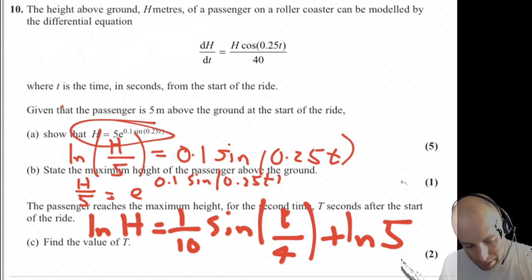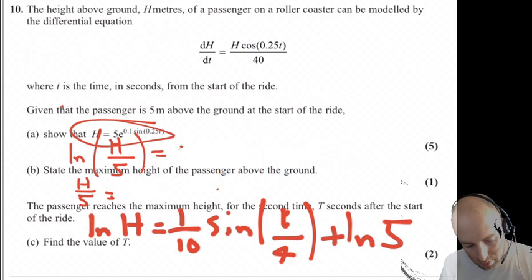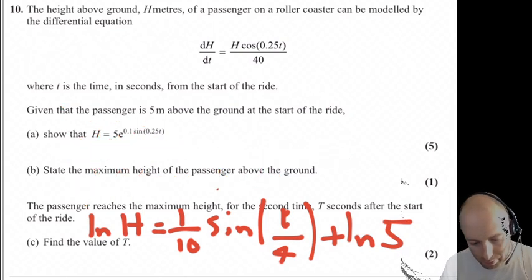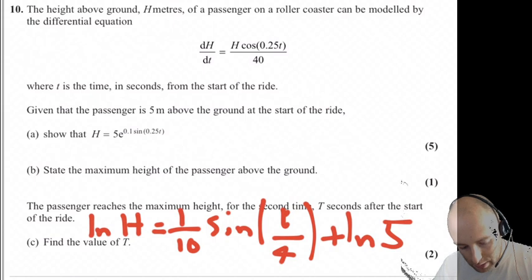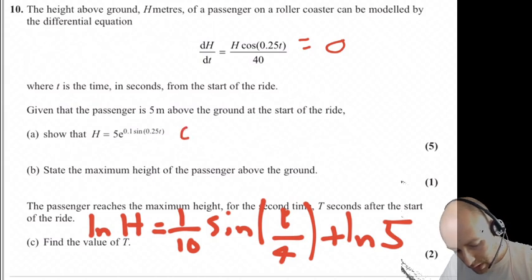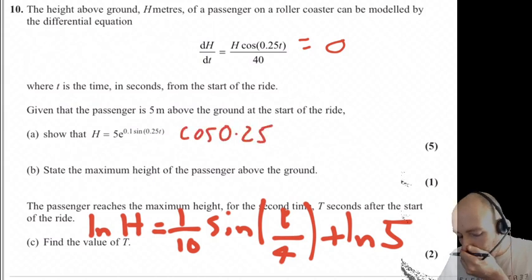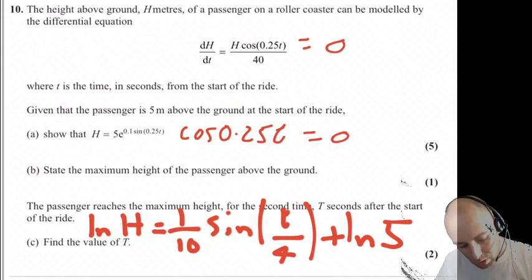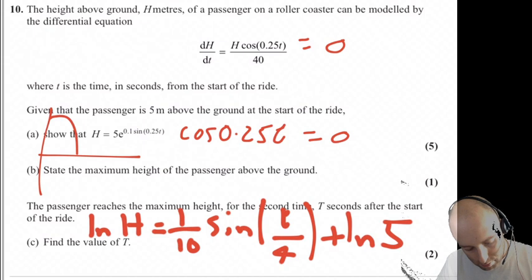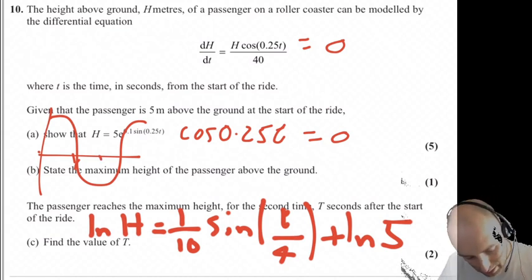State the maximum height of the passenger above the ground. So the max height is going to be when this is 0. So we're going to solve that for 0. So we get cos 0.25t is 0. Cos is 0 when the angle is 90.